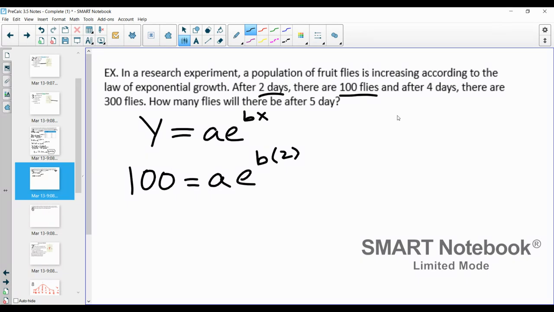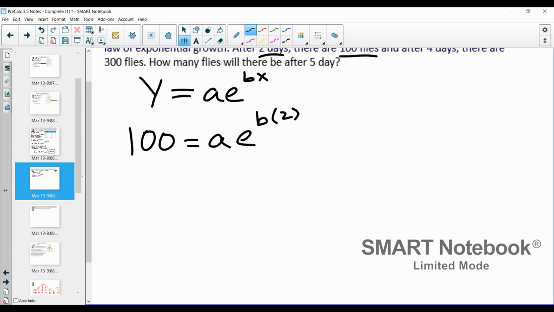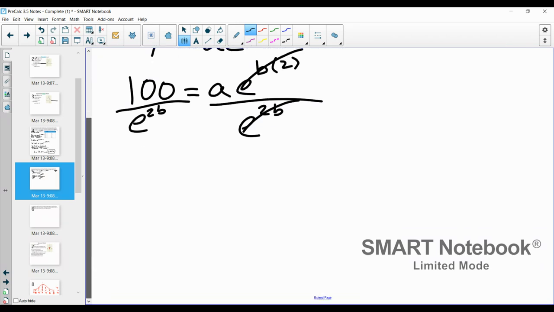Okay. Now from here, what we need to do is divide both sides by e raised to the 2b, so that I can have at least something set equal to a. All right. And so that's what I'm going to do here. I'm going to divide both sides by e to the 2b, which is the same thing if I rewrote it up top, and divide this side by e to the 2b so that these cancel here. What I have then is that a equals 100 divided by e to the 2b.